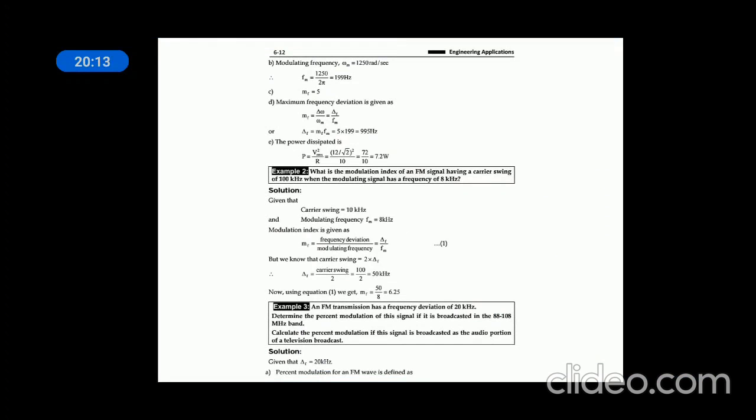Example 2. What is the modulation index of an FM signal having a carrier swing of 100 kHz when the modulating signal has a frequency of 8 kHz? Shall I read once again? What is the modulation index? So we need to calculate MF, the modulation index of an FM signal having a carrier swing of 100 kHz, when the modulating signal has 8 kHz.